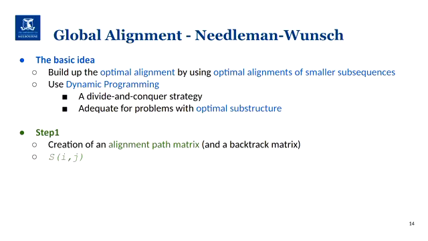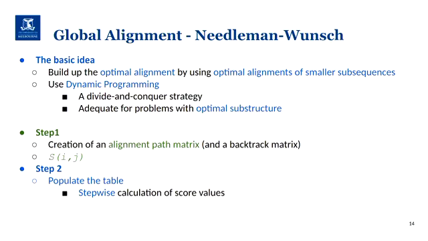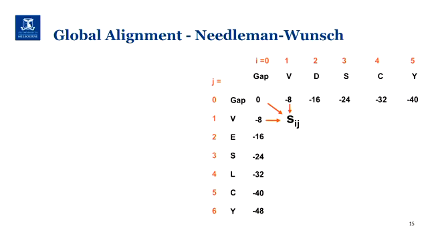Let's call the alignment path matrix S, indexed by column and row. In the second step, we'll populate this table following a few rules, and we'll do a stepwise calculation of scores as we go along. So we'll try to align one by one, and we'll populate this table. And on step 3, we'll do the backtracking to actually get the actual alignment. Okay? So on step 1, we will have the creation of the alignment path matrix, which would look like this.